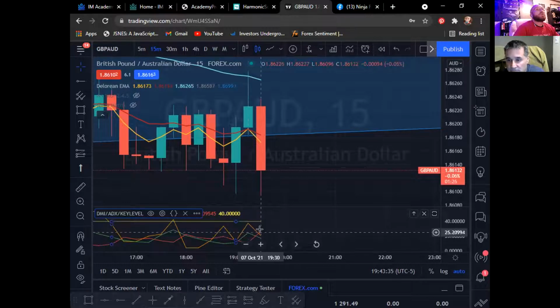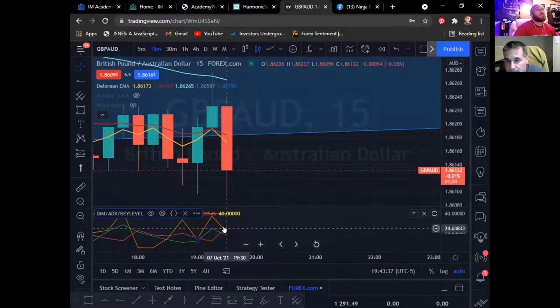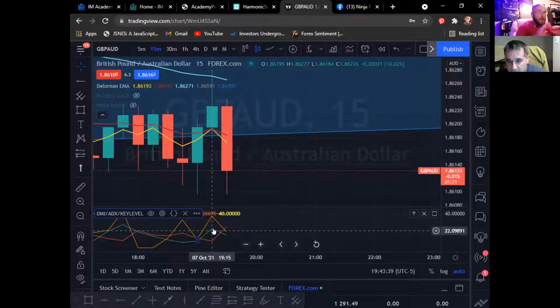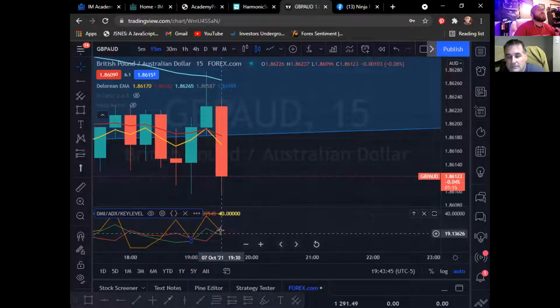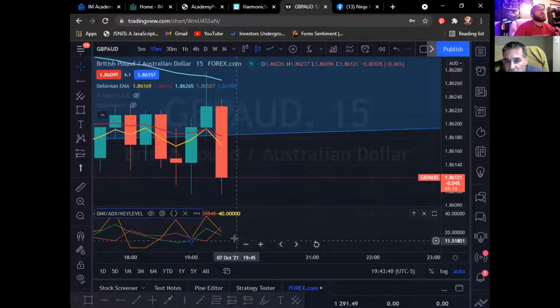Okay. Right. So here I'm waiting for green to get on top of red. The market cannot move bullish while red's on top of green. It's just a physical impossibility. So we're just going to watch here for the green to cross on top of red.